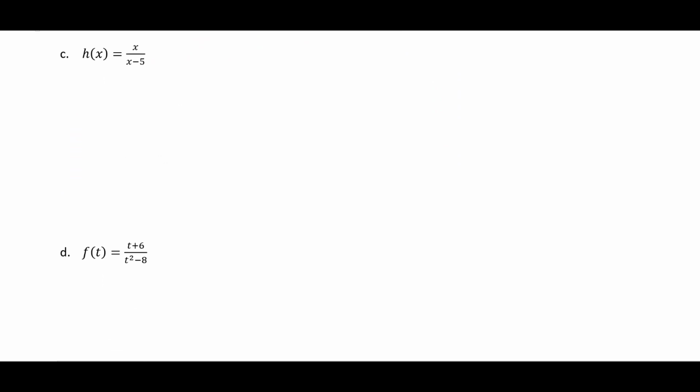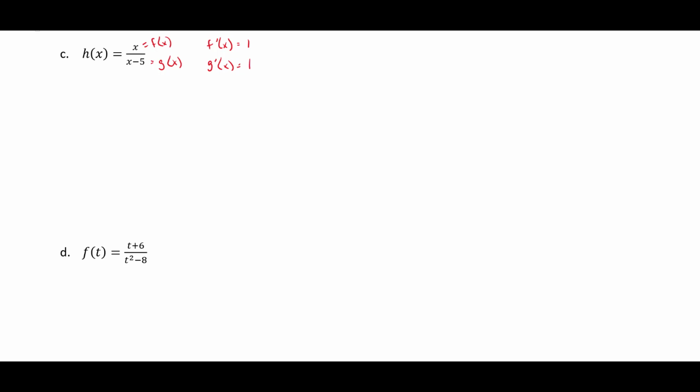Alright, how about this one? So h of x is equal to x over x minus 5. So like before, let's start out, since this is the first one we're doing with the quotient rule. Let's call this numerator x equal to f of x. Call my denominator equal to g of x. So we know we're going to need f prime of x. So the derivative of x is 1. And the derivative of x minus 5, so g prime of x, is going to be 1 also.